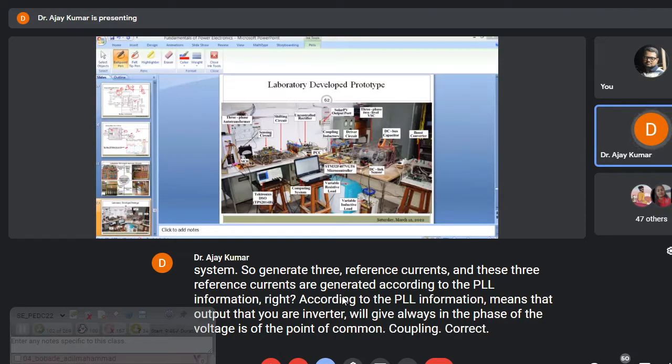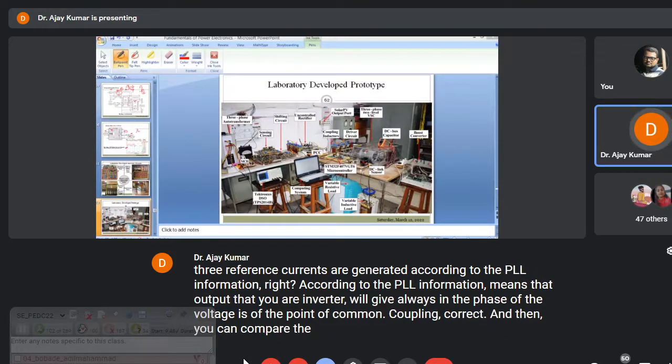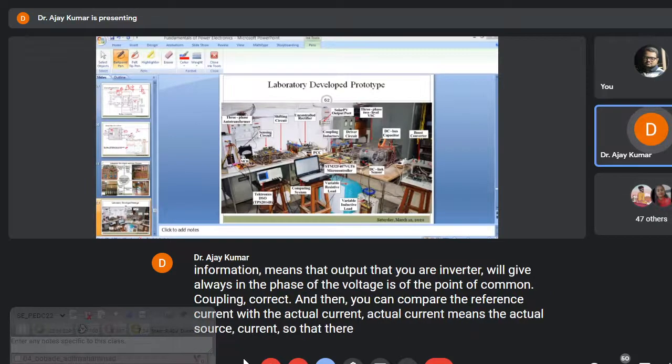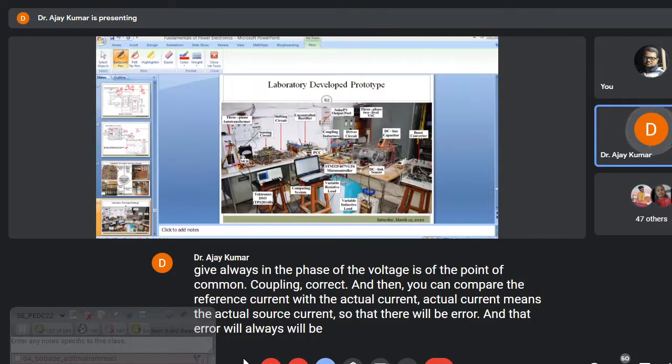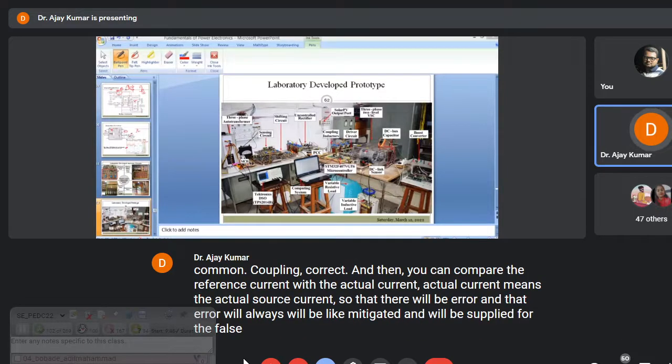Correct. And then you can compare the reference current with the actual current. Actual current means the actual source current, so that there will be an error, and that error will be mitigated and supplied for the pulse generation by using hysteresis control or PWM control. So let us go through that part.